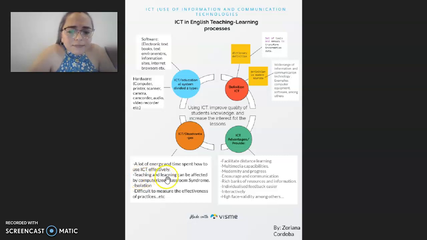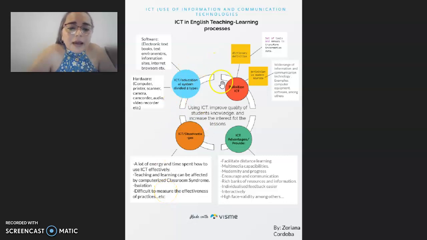The second one, teaching and learning can be affected by computerizing classroom syndrome. Another disadvantage is that it can take learners too far in individualized learning and create isolation. And the last one, it can sometimes be very difficult to measure the effectiveness of practices.